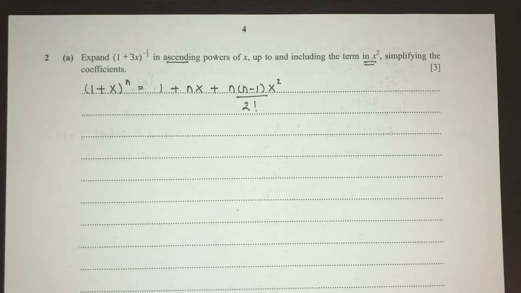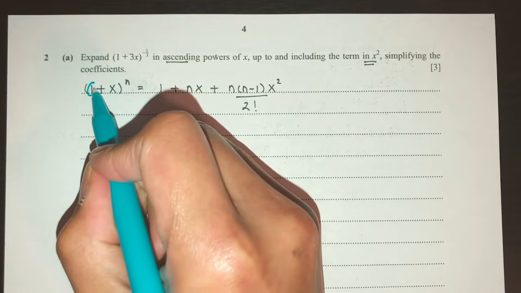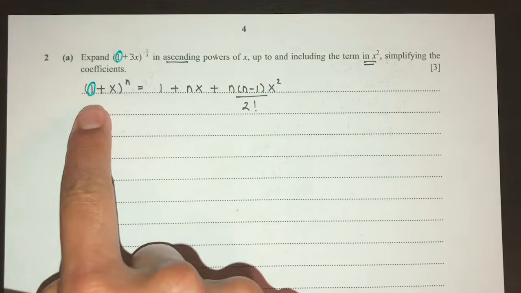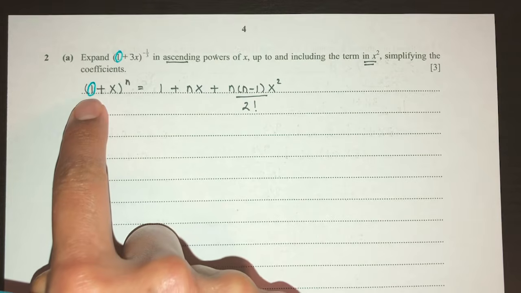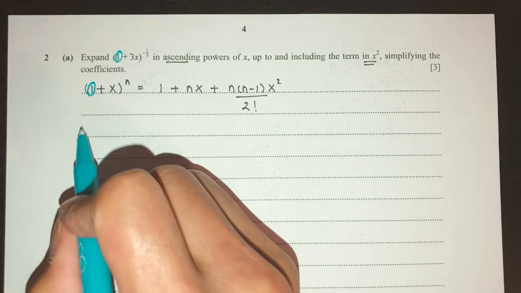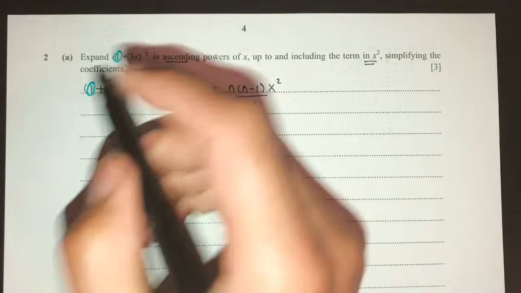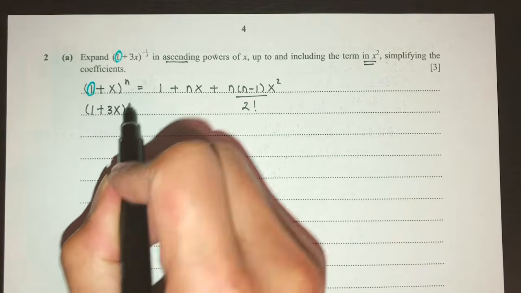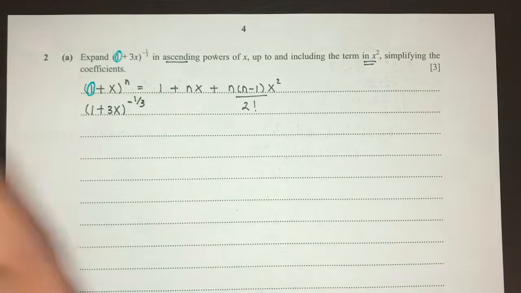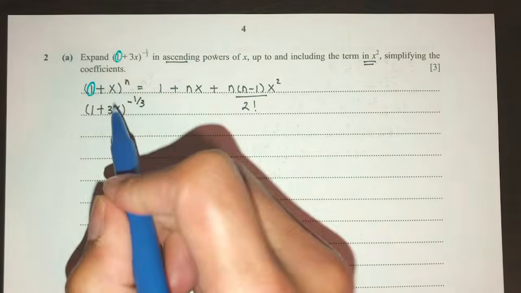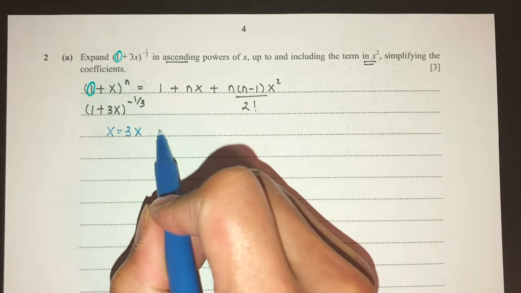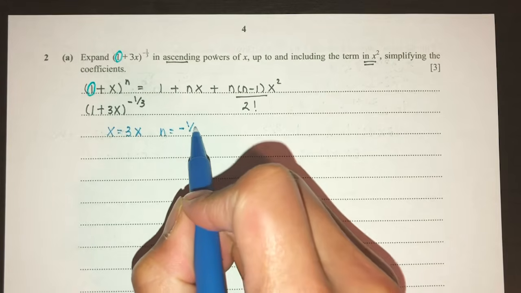So same way, first thing we have to check is if this is 1, so this is also 1. So then we can use this formula. To use this formula, we need to check if that is 1. That's the first thing we need to do. Now here we have (1 plus 3x) power minus 1 over 3. Comparing those two, you can see x is actually 3x and n is actually minus 1 over 3.